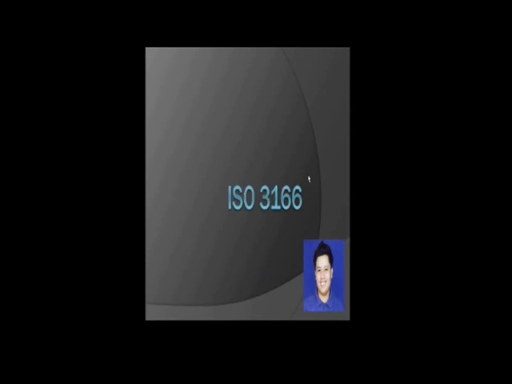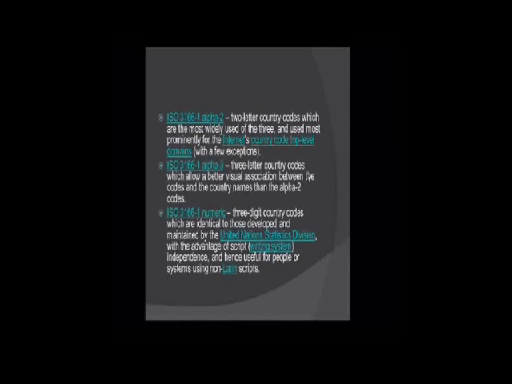The ISO 3166-1 defines the names of countries, dependent territories, and special areas of geographical interest. Part 1 is called country codes, and Part 1 has three types: Alpha-2, Alpha-3, and numeric. The Alpha-2 consists of two-letter country codes, which are the most widely used of the three, and used most prominently for the Internet's country code top-level domains.